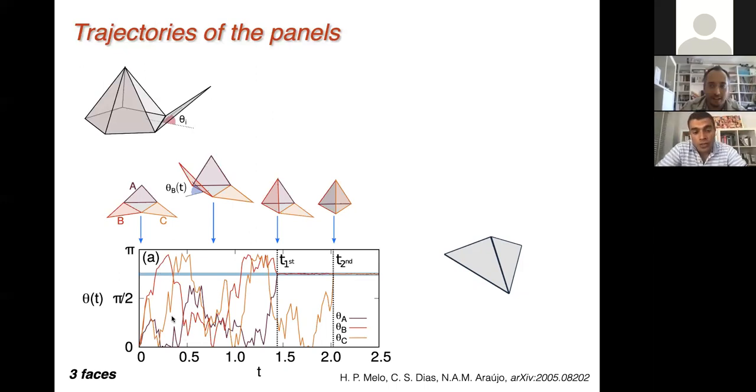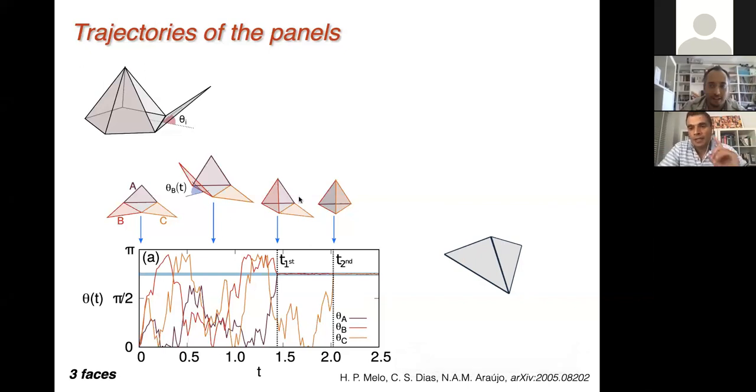And so what you see with the time series is that as time starts, they all start with the open structure. The faces will move around, and eventually two of them meet at the closing angle. And when they meet at the closing angle, they remain together because they have these sticky edges that I referred to before. And then eventually the third one joins these two and closes completely the pyramid.